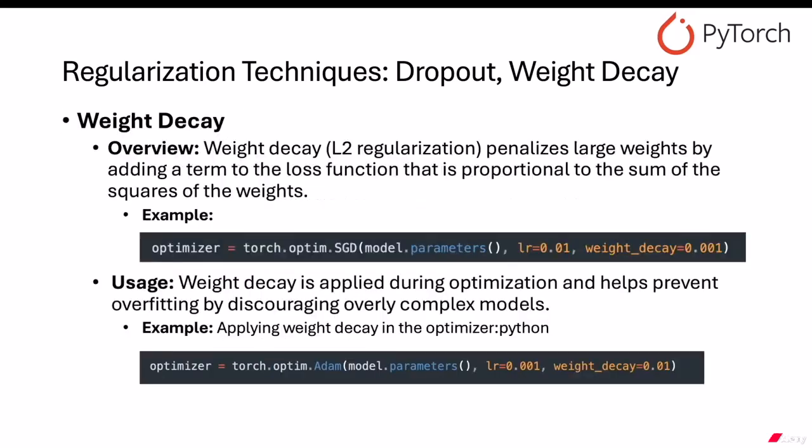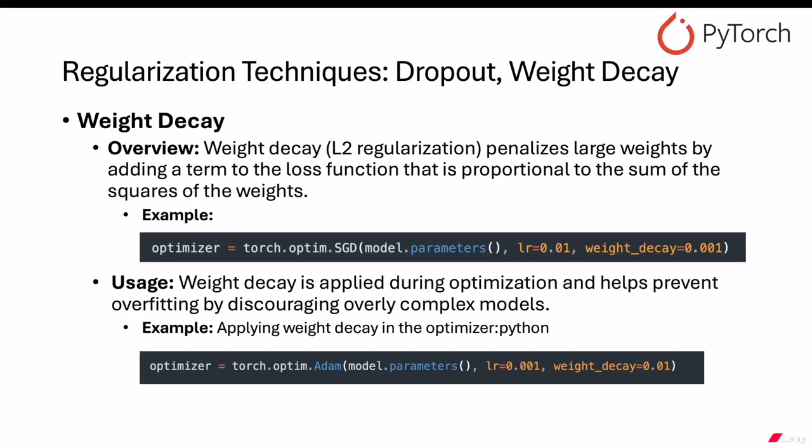Weight decay. Weight decay or L2 regularization penalizes large weights by adding a term to the loss function that is proportional to the sum of the squares of weights. Here is an example. Optimizer equal to torch.optim.SGD, model parameters, LR equal to 0.01 and weight decay here is 0.001. Weight decay is applied during optimization and helps prevent overfitting by discouraging overly complex models.